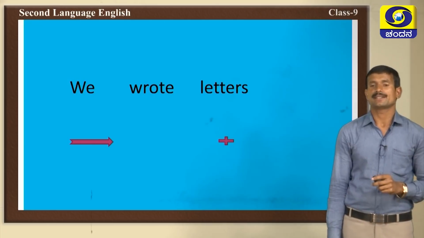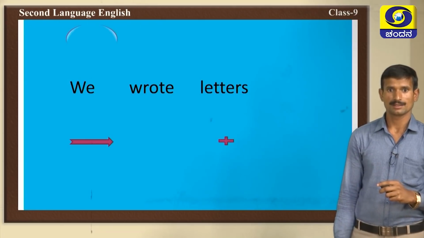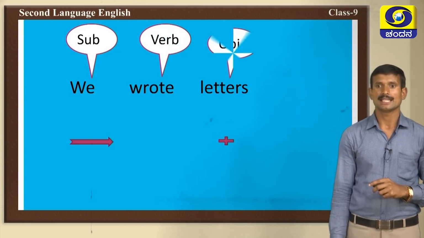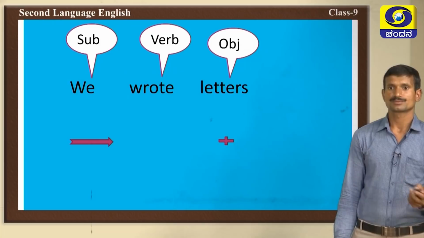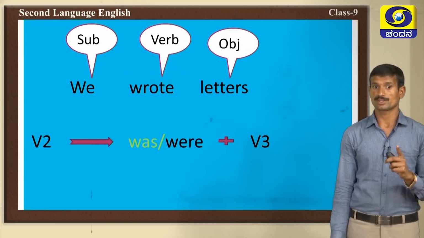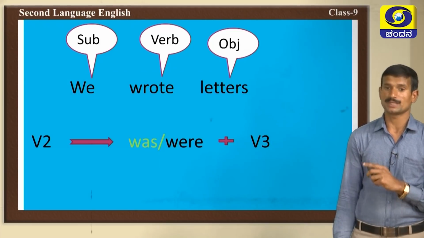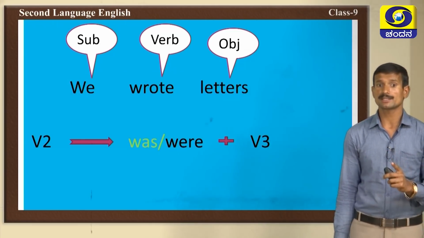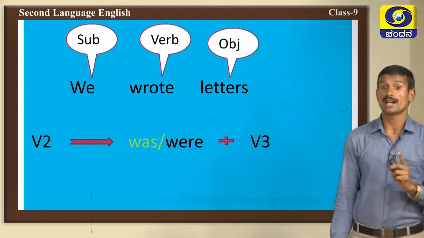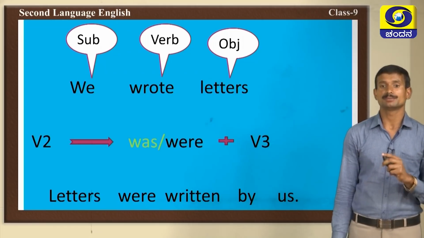Then we wrote letters. This is the example. Now, subject is we, wrote is a verb, letters is an object. Now, change object into subject place, letters. You should remember this. If the verb 2 is given, you should follow this one. Was or were plus verb 3. What should we use here? Letters is plural. In the first sentence, letter is singular form, but here letters is plural noun. So, we should use were. Letters were written by us.